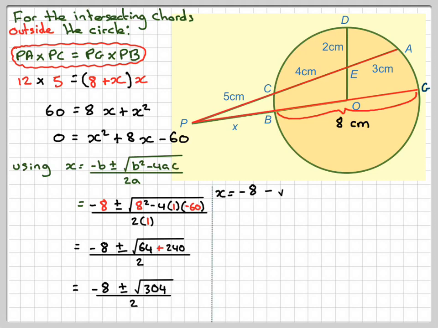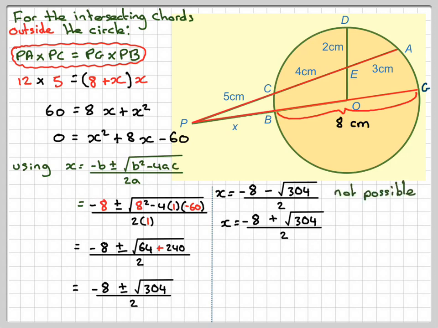So we've got two possible answers. We've got this one, minus 8 minus the square root of 304 over 2. But this one is going to be negative, so we can ignore that because we can't have a negative length. And then we've got to work out minus 8 plus the square root of 304 over 2. So this one's not possible. We should acknowledge that. So putting these numbers in the calculator using the fraction button, we're going to get 4.717. Normally give answers to 3 significant figures, so the answer is 4.72.